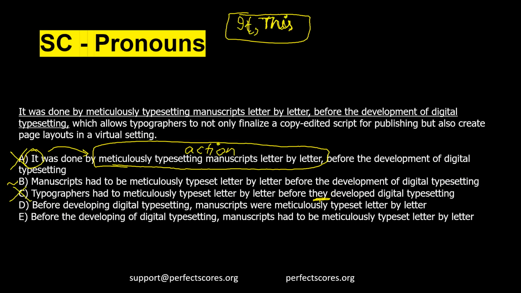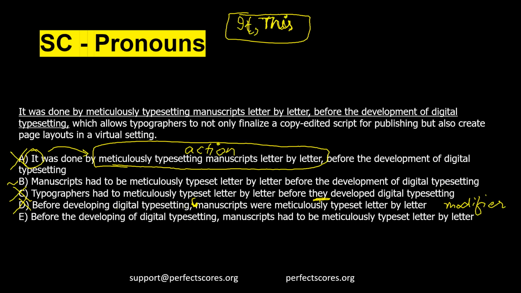So C is gone. D, before developing digital typesetting, manuscripts were. Now, this does not make sense. It's an error that we haven't done yet. It's a modifier error. Basically it says, before developing digital typesetting, what should come here is the name of the person or the people who actually developed digital typesetting. Maybe it could have read that before developing digital typesetting, innovators had tried to do something else. So D is wrong. Again, this is an error that we haven't covered so far. It's a modifier error.